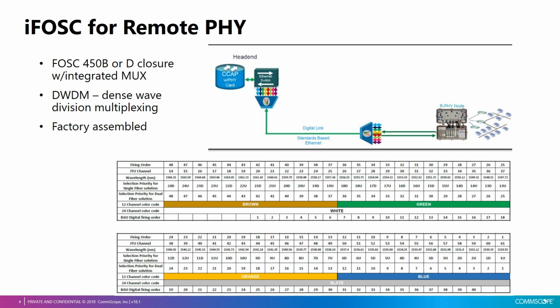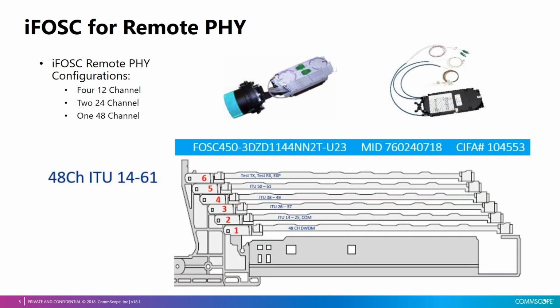The solution is found in wavelength division multiplexing technology, WDM. Through DWDM, dense wavelength division multiplexing, several optical signals, in many cases up to 48 channels, are multiplexed onto a single optical fiber by utilizing different wavelengths. This is where CommScope's iFOSC comes into play.